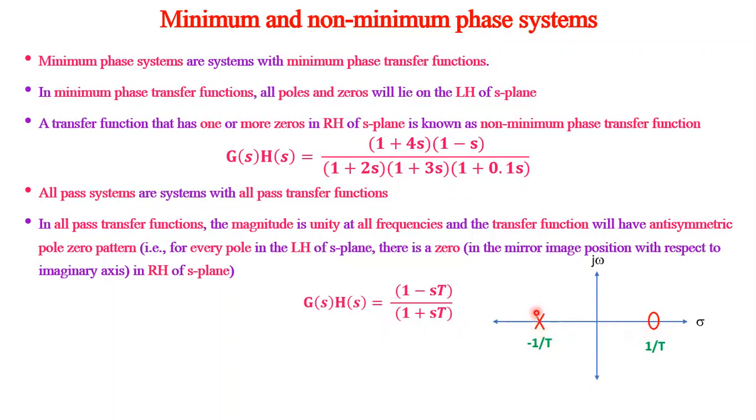So for every pole in left half of S plane, there is a zero in right half of S plane. For example, I have 1 plus sT1, which means I should have 1 minus sT1. That means for all poles in left half of S plane, I should have corresponding zero in the right half of S plane with the anti-symmetric pattern. Such a transfer function is called all-pass transfer function, and the system with such transfer function is called all-pass systems.